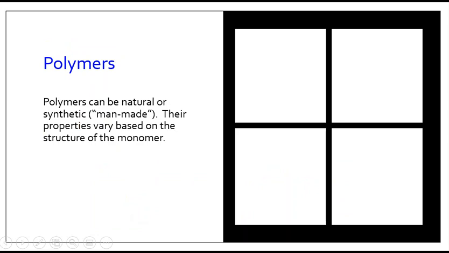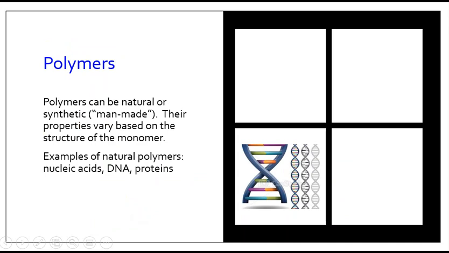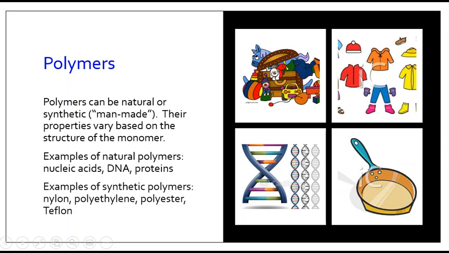Now, polymers can be natural or they can be synthetic, the man-made kind, which are the plastics. Examples of natural ones are nucleic acids, DNA, proteins, and other natural ones that you may not necessarily think of, like wool or silk. The cellulose cell walls in plants are considered natural polymers. Anything that sounds like it came out of a factory, like nylon, polyethylene, polyester, Teflon, Kevlar, that's the stuff for body armor and things like that. Those are all going to fall under the synthetic ones, the ones that are man-made.